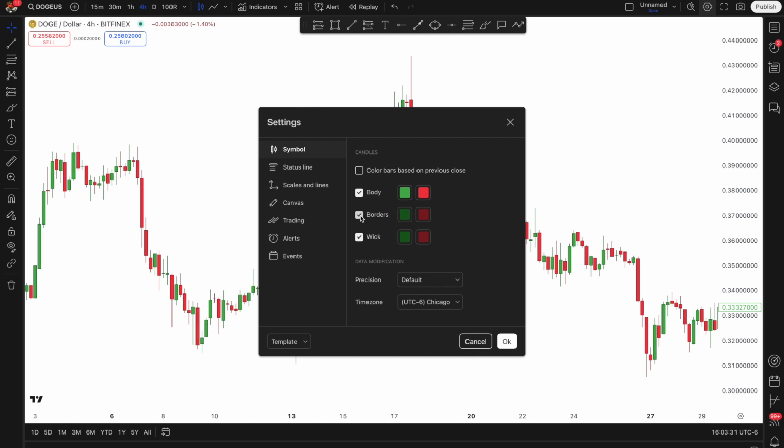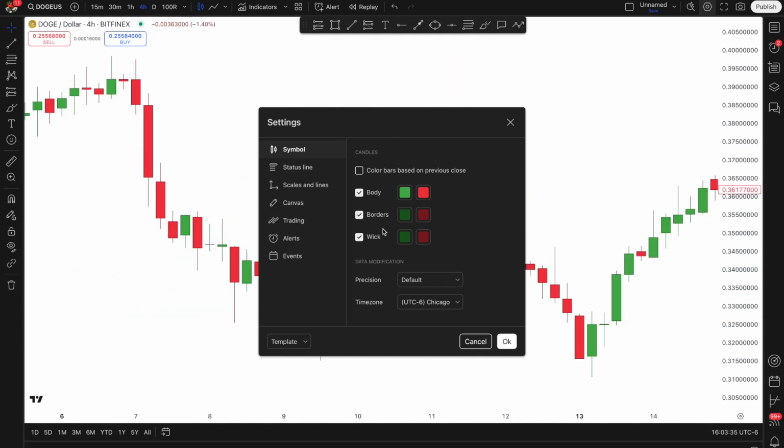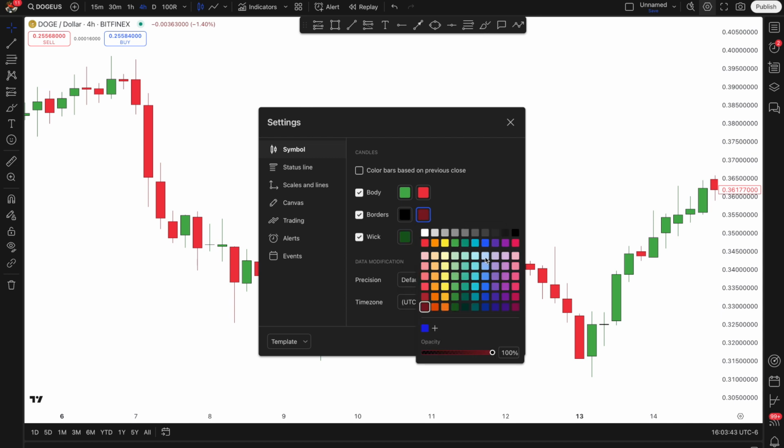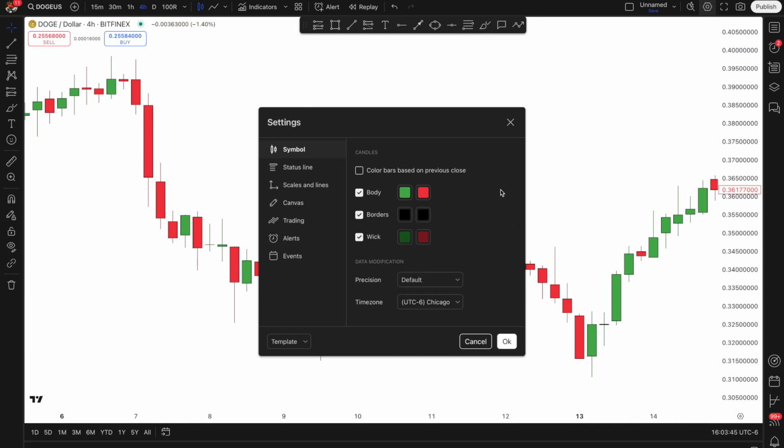But for example, I use green for my bullish candles, for my longs, and for bearish candles, I use red. Kind of just easy to remember. Green means good, red means bad, green means buy, red means sell. And same thing for your wicks. You could adjust it to however you want it to look. But if you want to copy my settings, feel free to pause the video.